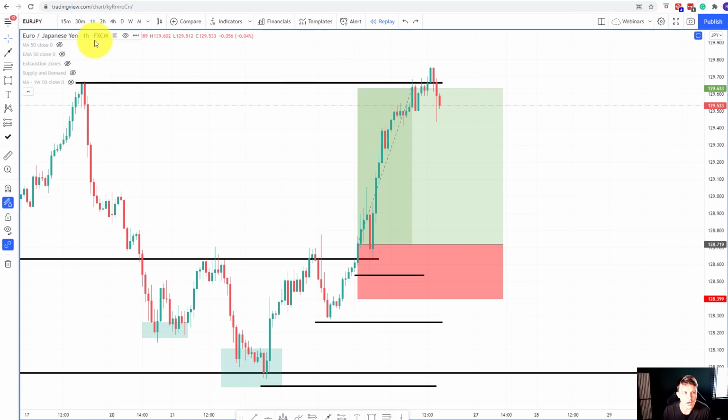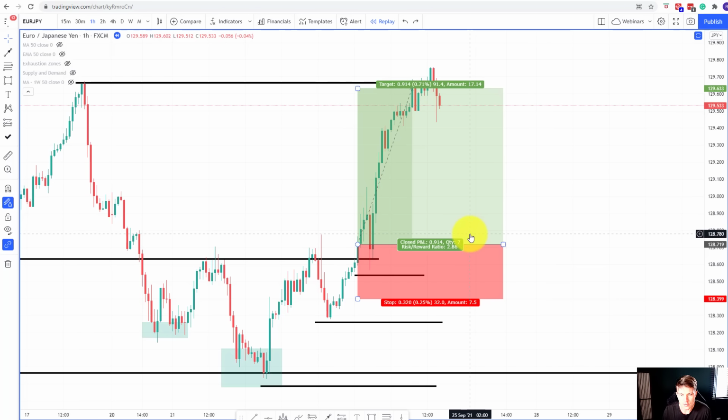But if we would go now, for example, on the 15-minute, you will see that there is a divergence as well. And you could use that for trade exiting as well. But overall, it played out very nicely. 2.8 reward risk ratio, which is quite decent and a very interesting trade study.